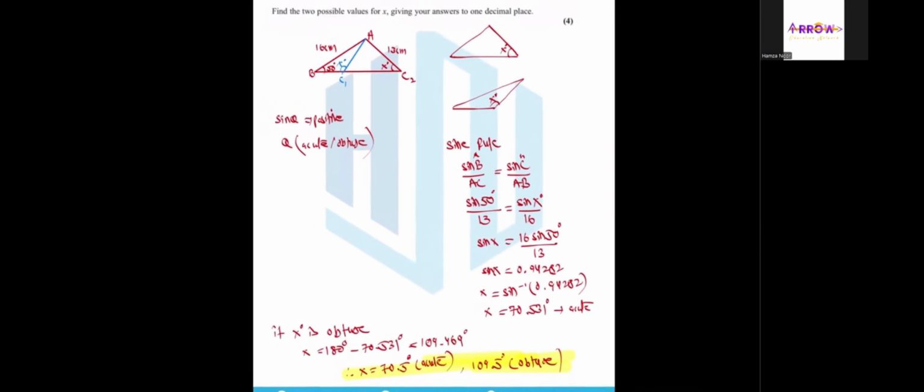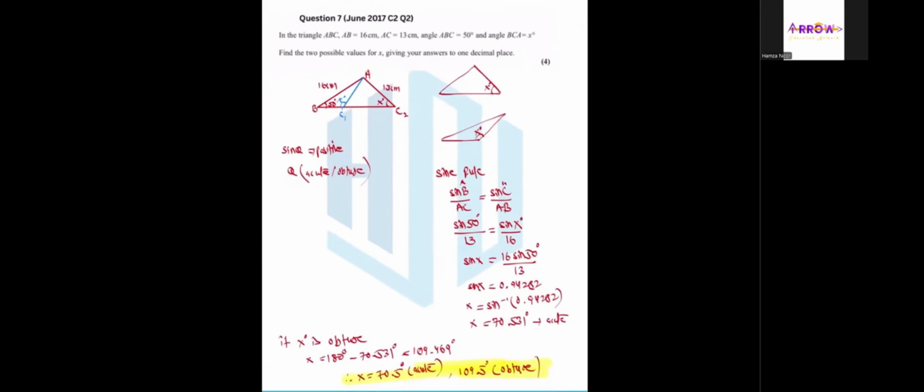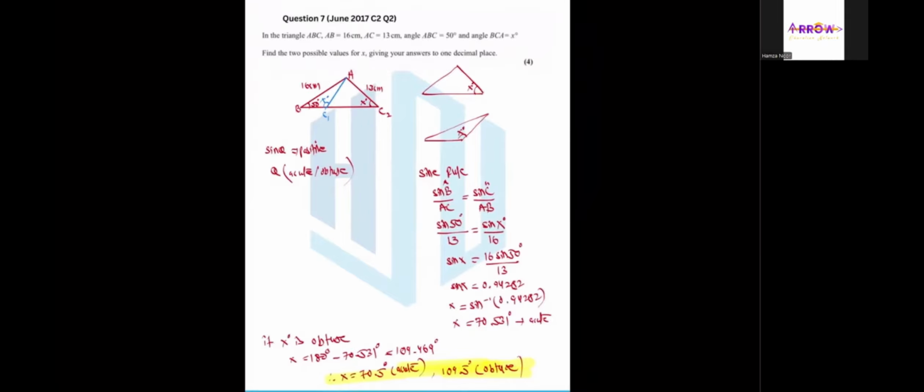If you don't make a sketch, that's perfectly fine, but just for the sake of a detailed explanation, I have made the sketch over here. Either you can put one complete sketch in which this angle C is acute and in the other case C is obtuse, or you can make two sketches like this, whatever feels easy for you. So this was basically question number 7 of the handout, which is June 2017, C2 question number 2.